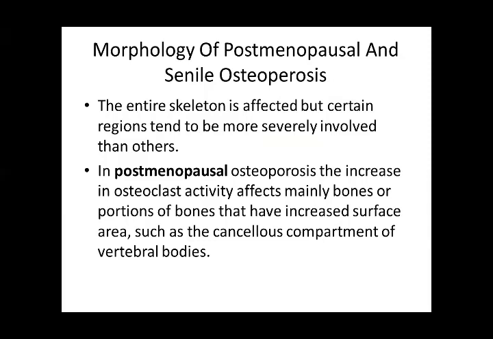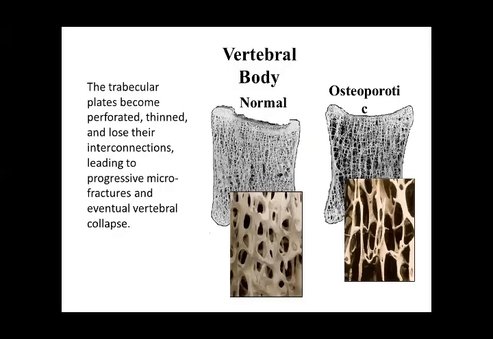In postmenopausal osteoporosis, increased osteoclast activity occurs mainly in the bone portions that have increased surface area, such as cancellous components of vertebral bodies. So you can see the osteoporotic bone here, which has got very large pores. The trabecular plates become perforated, thinned, and lose their interconnections, leading to progressive microfractures eventually.